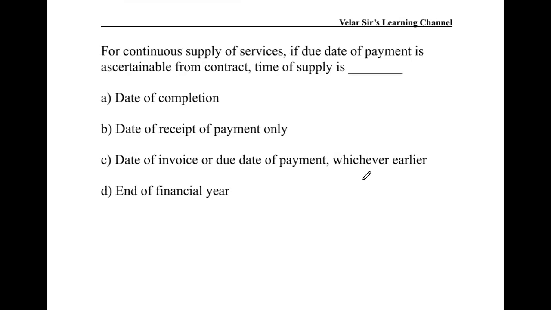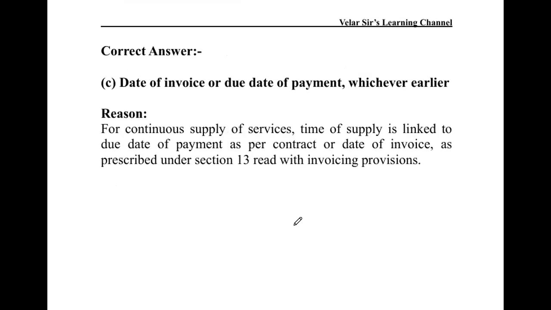Next one, for continuous supply of service, if due date of payment is ascertainable from contract, time of supply is dash. First option date of completion, second option date of receipt of payment only, third option date of invoice or due date of payment, whichever is earlier. The last one is end of financial year. The correct answer is what? C option, date of invoice or due date of payment, whichever is earlier.